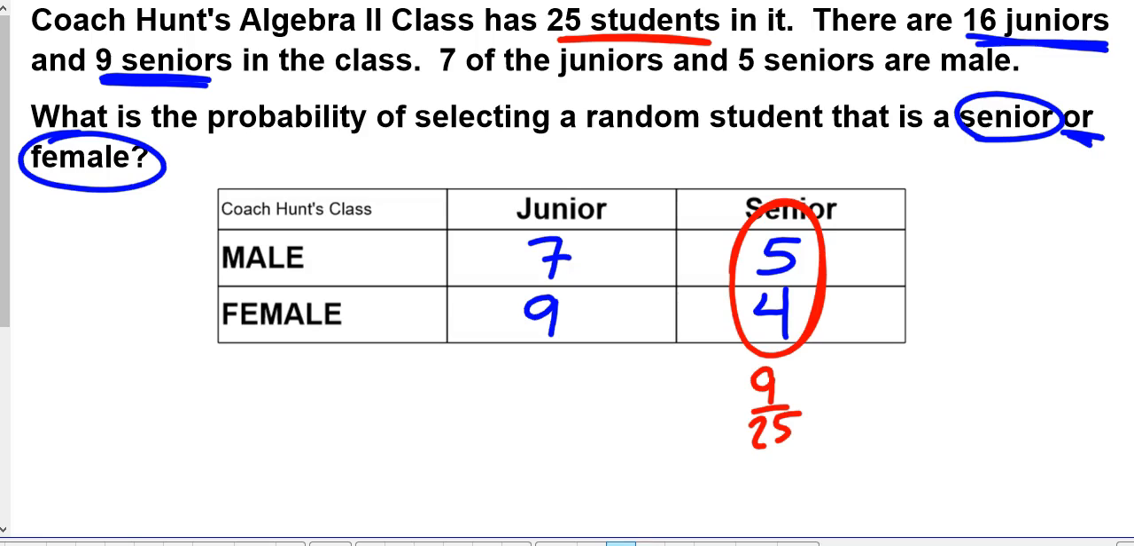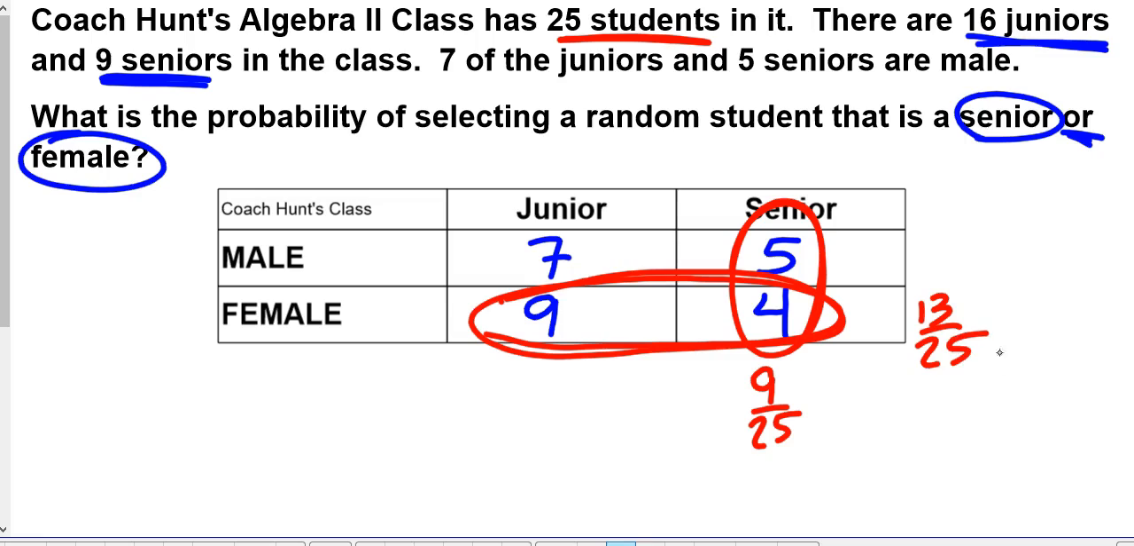9 out of the 25 were seniors. But we could also pick a female. Well, out of our 25 students, these 13 here, we have 9 juniors and 4 seniors, so 13 out of 25 would be meeting the qualifications for females. So we don't want to just add those up and say 22 out of 25. That would be wrong. And the reason is because I have double counted some of these.